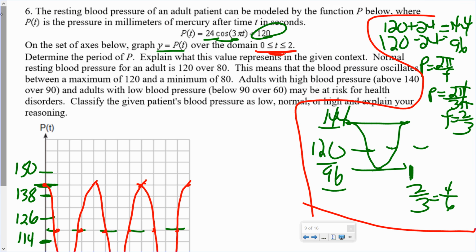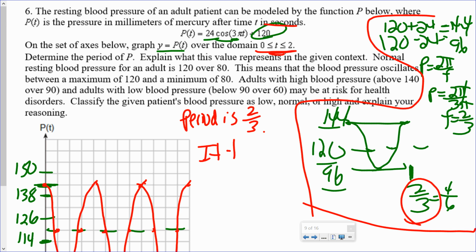There's more. Determine the period. Well, we did already. We found the period is 2/3. Explain what this value represents in the context of the problem. So my period is 2/3. Period is your x value. Your x value here is t, which is time, and the unit is seconds. It takes 2/3 of a second. And what is this talking about? It's talking about the resting blood pressure of an adult patient.